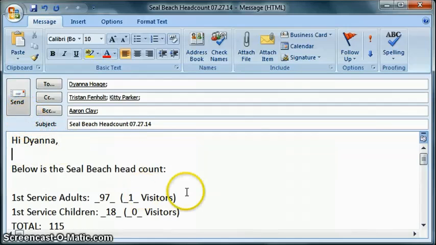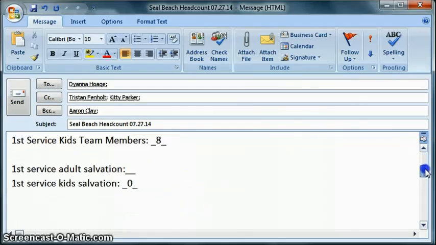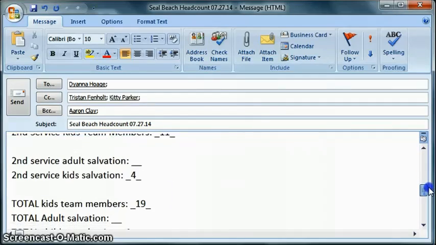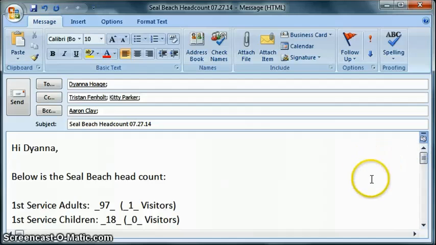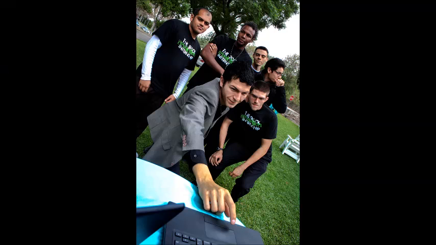I'm not going to send right now because it's an example, but the only blanks you should see are the adult salvation, which normally wouldn't be the case. But yeah, you're good other than that. Okay, hope this was helpful, and then we'll go to Tuesday's head count next.